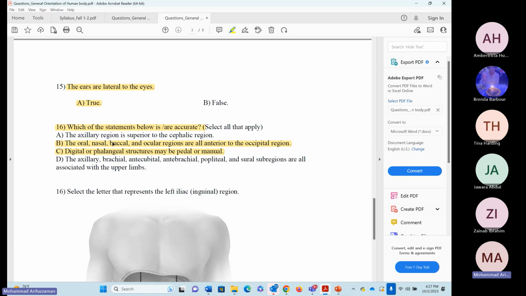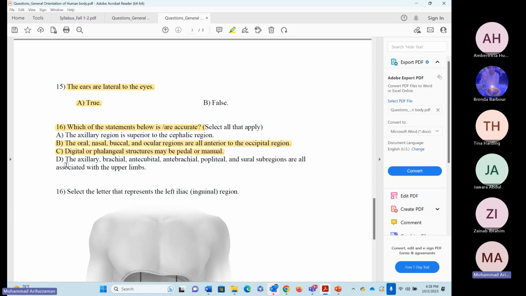Axillary region. Axilla means the armpit, right? And cephalic means head. The armpit is inferior to the head, so that is incorrect, not superior. It should be inferior. Clear?